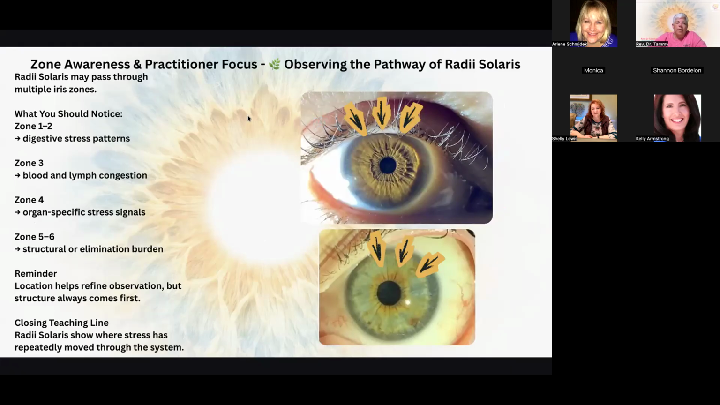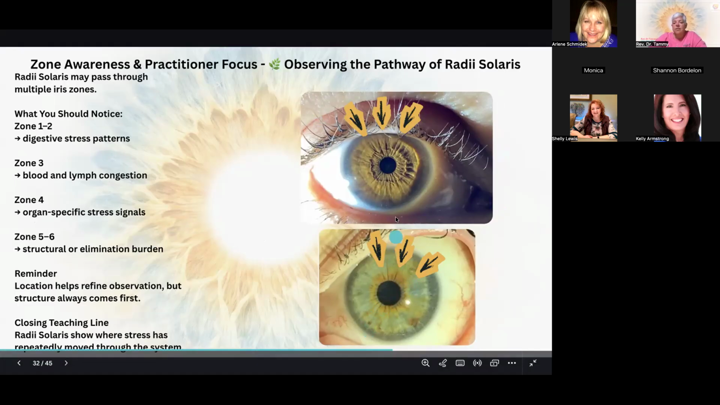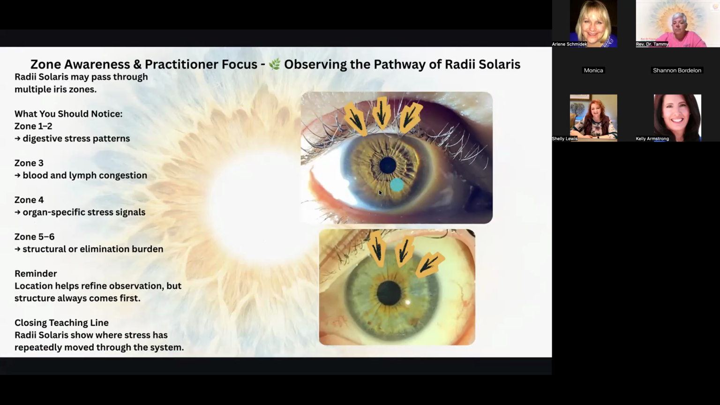Here are some more. So they pass through multiple zones. You want to take note of that. How many zones are these lines going through? You know, these are going through quite a few. These, not so much. So you want to look at each zone. Zone 1 and 2, remember, is digestive. So there's quite a few in the digestive zone.